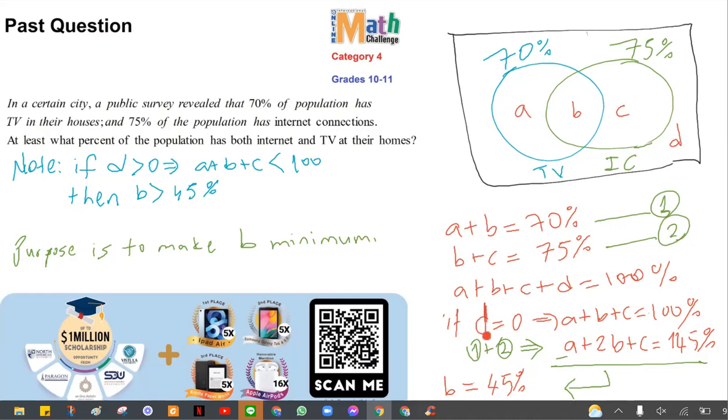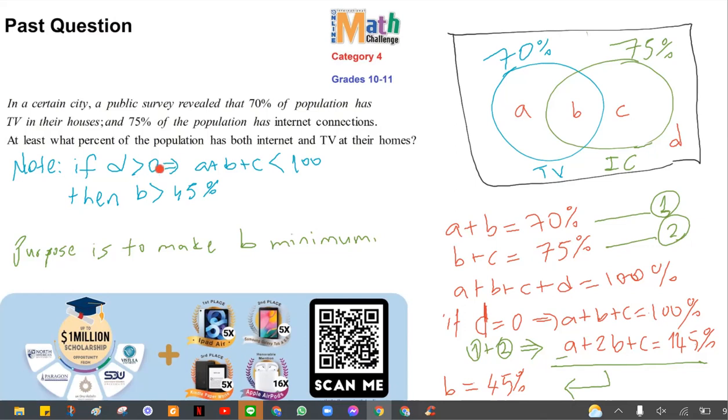So if we choose D as 0, A, B, C should be 100, because if you make this 0, then A plus B plus C is 100%. And if we add these two, we will get 145%. If we subtract these two, we get what B is. So you may think that it asks the least amount. So why is B 45, because imagine that D is not 0.